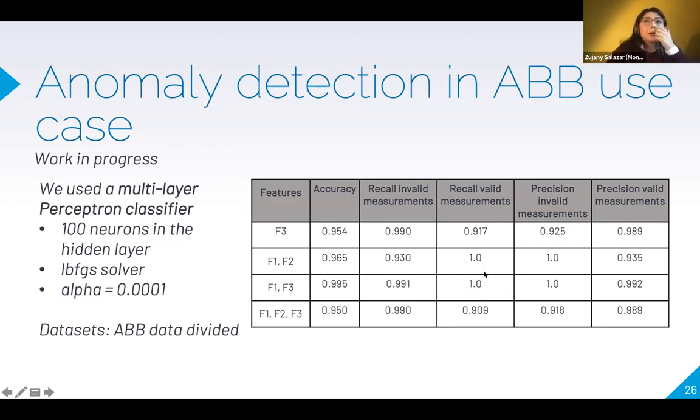In the case of the AVV case study, while using machine learning, we're using a multi-layer perceptron classifier to classify the measures made by a sensor into valid or invalid. We're using certain features that are very specific to the case study. And the dataset we're using is a dataset provided by AVV that we split, I think in the proportion 75% and 25%, to perform the training phase and the testing phase. And as you can see, we're obtaining very interesting results in terms of accuracy, recall, and precision of the classification. This is still work in progress. And as I said, one of our main challenges at this moment is to be able to generalize this model enough to avoid overfitting.